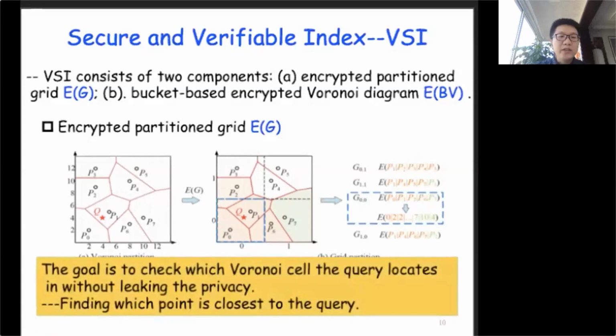The goal is to check which Voronoi cell the query locates in without leaking the privacy. That is, finding which point is closest to the query.